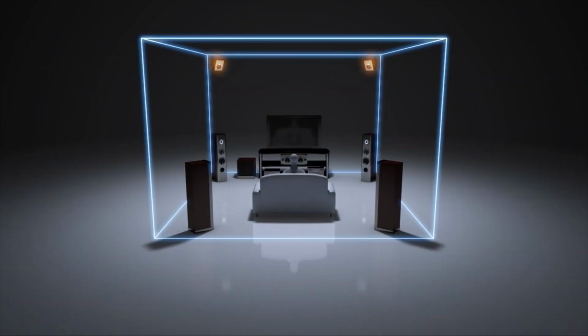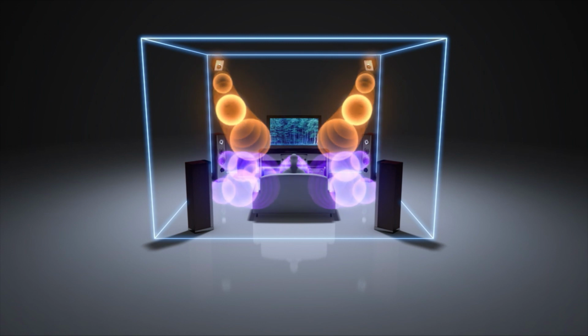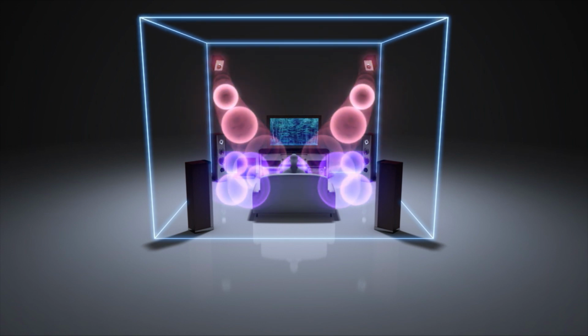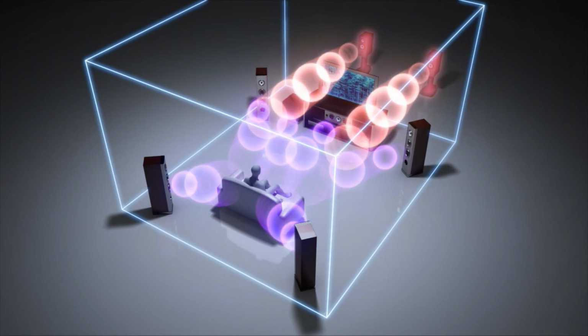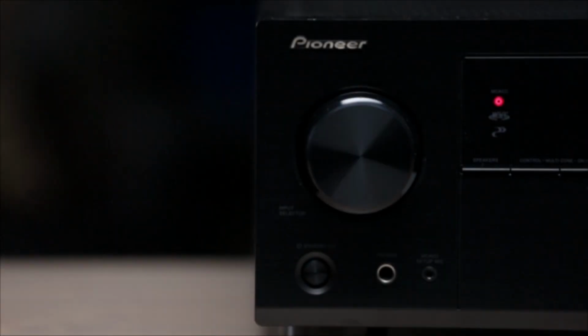In most real-world situations, your speakers are different distances from your listening position. You may have a vaulted ceiling or other furniture in the room. All of these things can affect the sound coming from your speakers. This is where Pioneer's multi-channel acoustic calibration feature comes in.